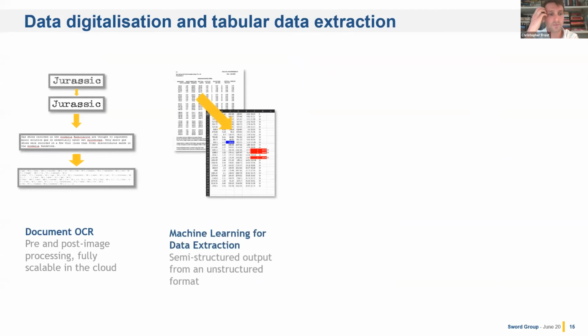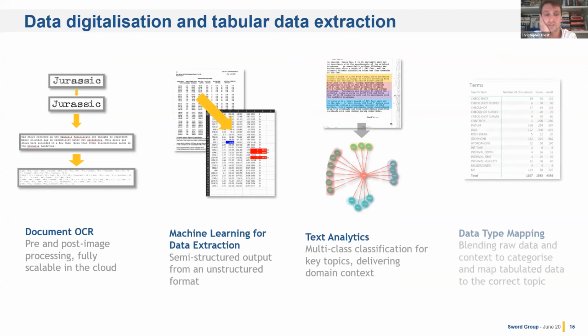So we split this down into 4 parts. We undertook a document OCR. We used machine learning for data extraction. We undertook text analytics, and then we did some data type mapping.